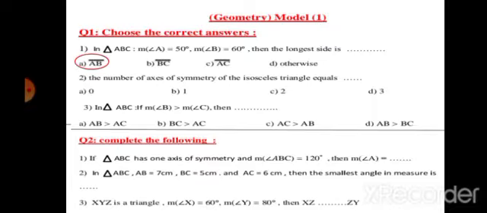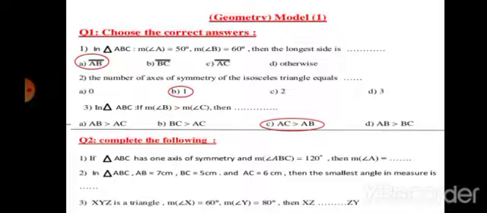The number of axes of symmetry of isosceles triangle equal, of course, 1. In triangle ABC, if measure B greater than measure C, angle B is opposite to the longest side AC, and angle C is opposite to side AB. So AC will be greater than AB.